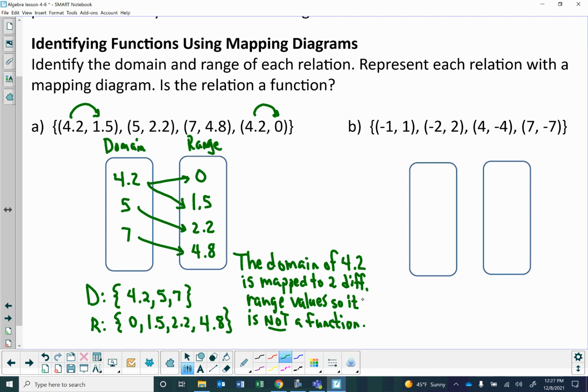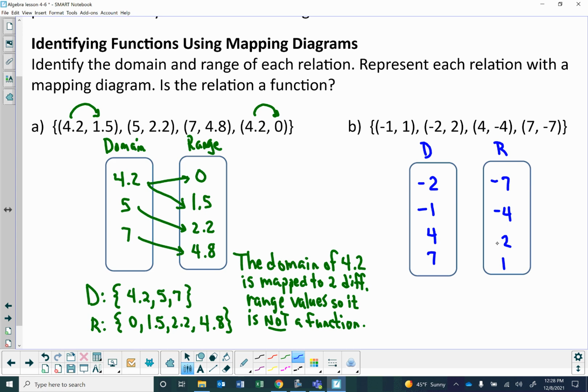Okay, let's look at the second problem here. -1, 1, -2, 2, 4, -4, 7, -7. Okay, so I'm going to look at my domain and my range, and I'm going to abbreviate them this time. I'm going to put D for domain and R for range. So all of my x values going from the smallest number to the largest number. My smallest x value is -2, then I have a -1, then I have a 4, then I have a 7. My range values also going from smallest to largest. I have a -7, a -4, a 2, and a 1.